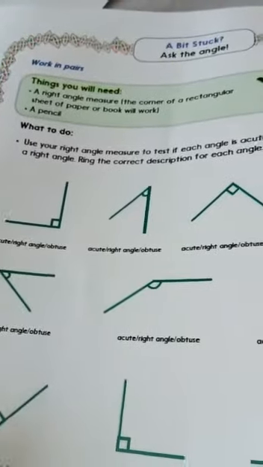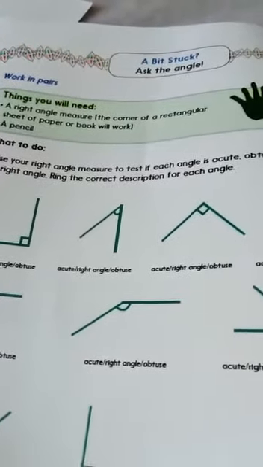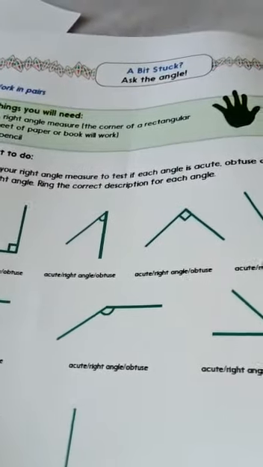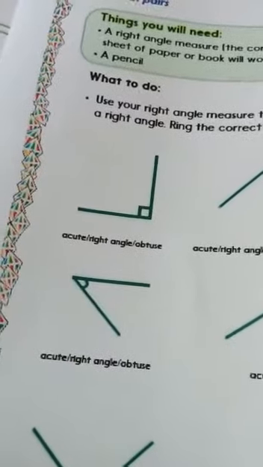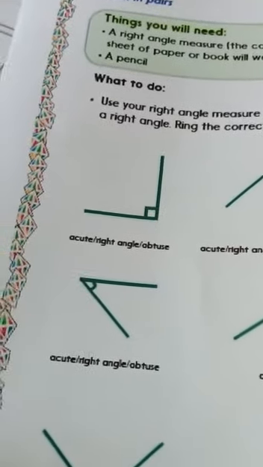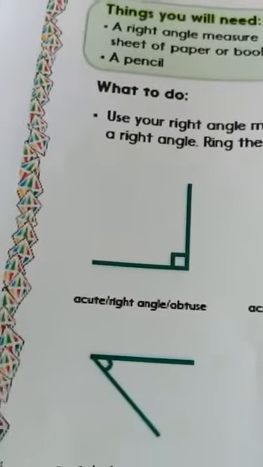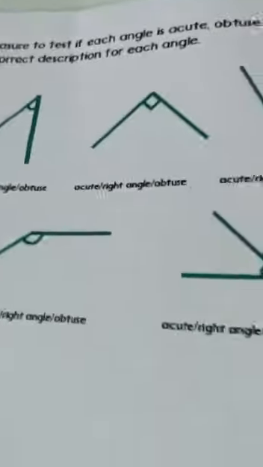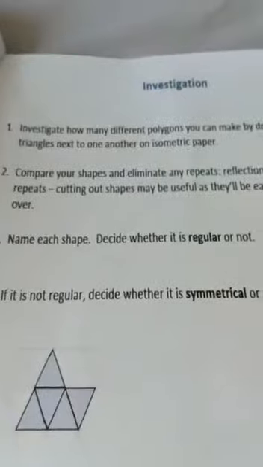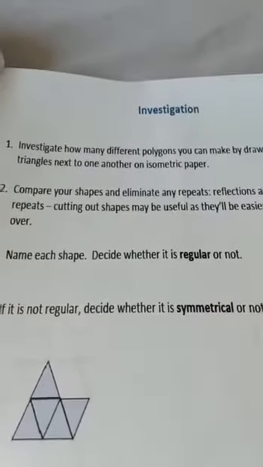You will have the answers. There's also a bit about, if you are a little bit stuck, to work on these. You can make your own right angle measure. The corner of a rectangle would be fine. And using a pencil, you circle which ones this angle is referring to. Is this one acute, right angle, or an obtuse? And so forth.